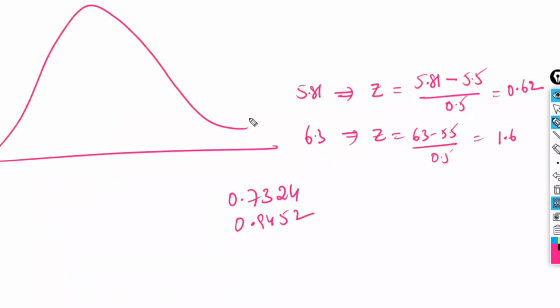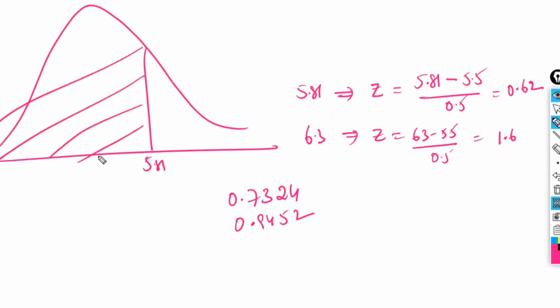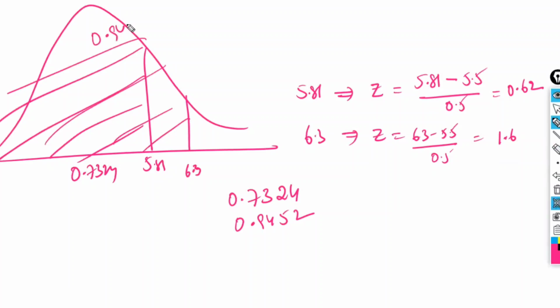Now, whatever this is, the 5.81, this entire area is with respect to 0.7324. Up to 6.3, the total area up to here is 0.9452. Now I want the area in between. That is 0.9452 minus 0.7324. From the entire total area, you are removing this part.